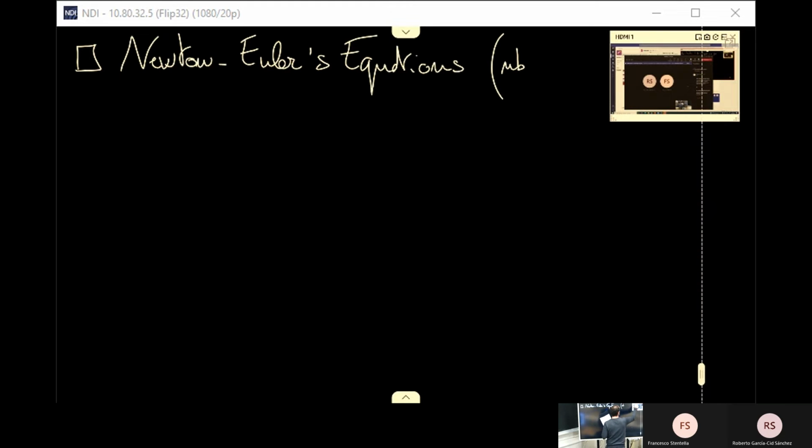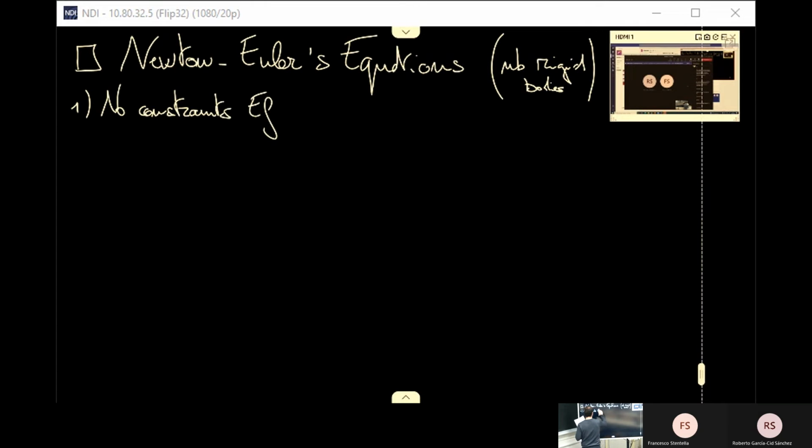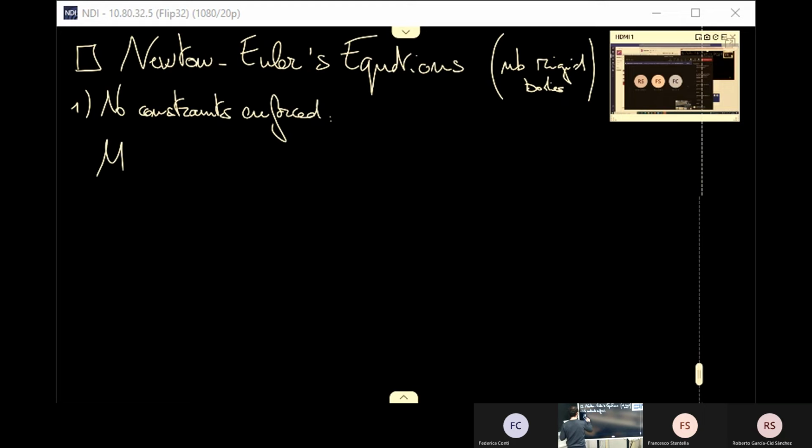so we have, of course, the case of MB rigid bodies. And we saw that in the case of no constraints enforced, we have this equation. Okay, a very simple one, where M is the mass matrix of the system.